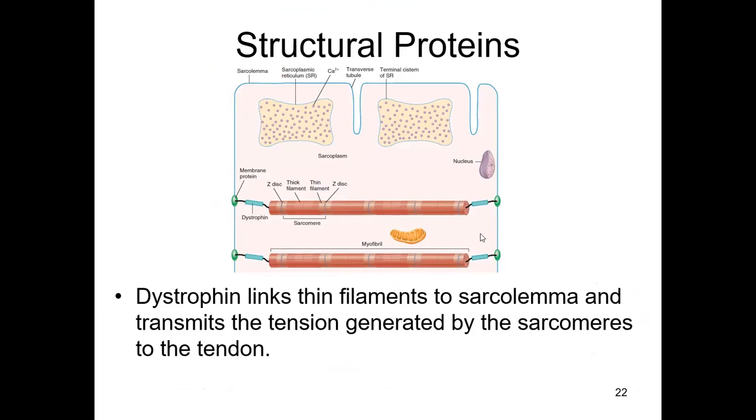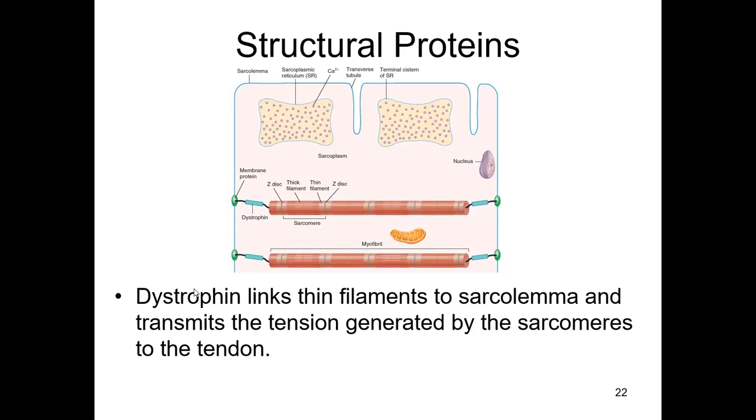We have one more structural protein that's worth mentioning, which is dystrophin. So here's the sarcolemma, the plasma membrane. Dystrophin protein links the myofibril to the plasma membrane. So when this myofibril shortens, it can drag the plasma membrane with it. And this dystrophin makes sure that this entire structure is also connected to the endomysium.